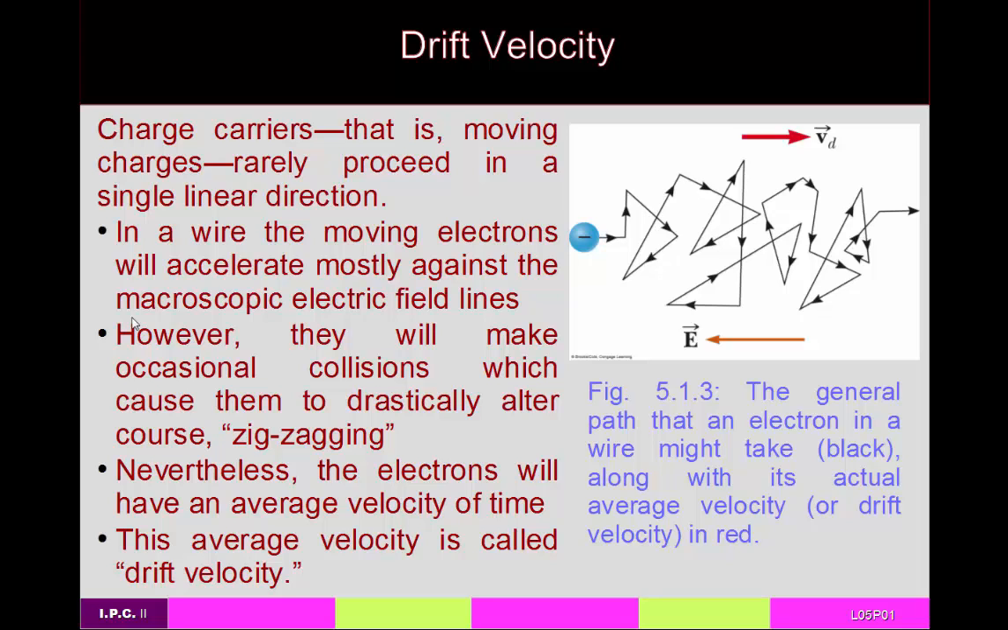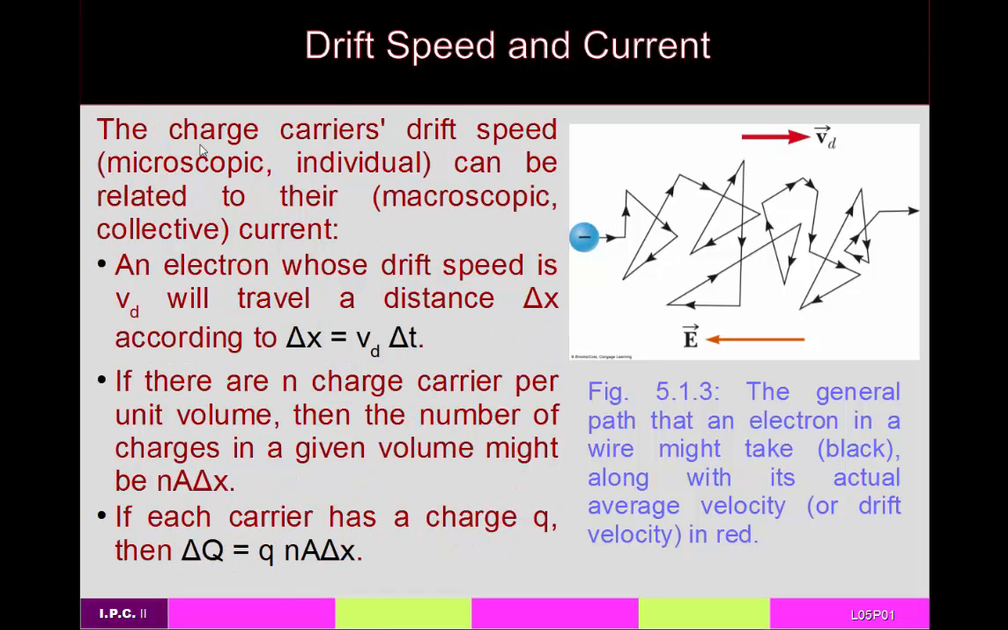So note that the drift speed or the drift velocity is basically related to the motion of each individual particle. It's, in other words, a microscopic quantity that we're talking about. Current, on the other hand, is a macroscopic or collective quantity. In other words, current has to do with how many electrons move through this cross-section of area per unit time, and also how many holes move in the opposite direction through the same cross-section per unit time.